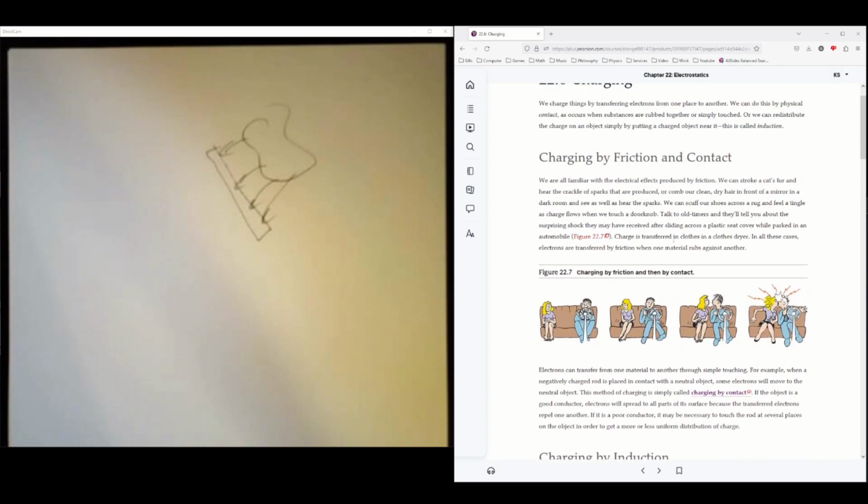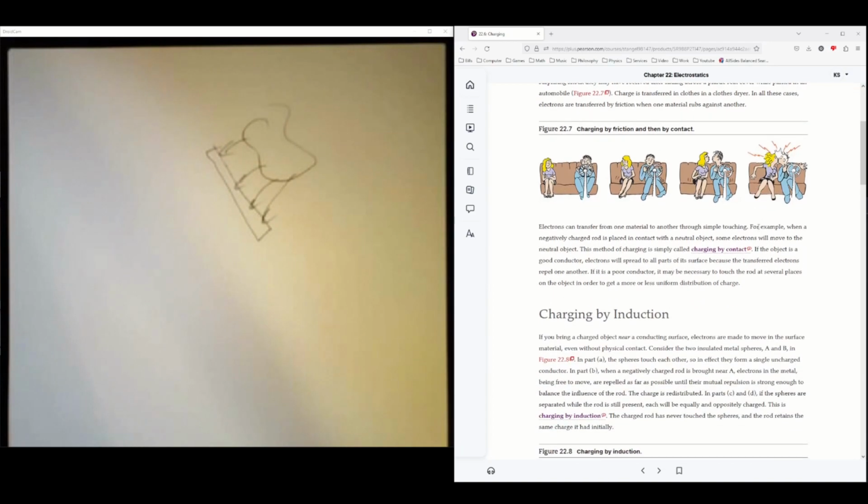But that's what they're talking about here, charging by friction. That means rubbing things together. This is probably, I would say, our most common experience with electricity, and this is static charge. You build up static charge through friction when you're rubbing on stuff.